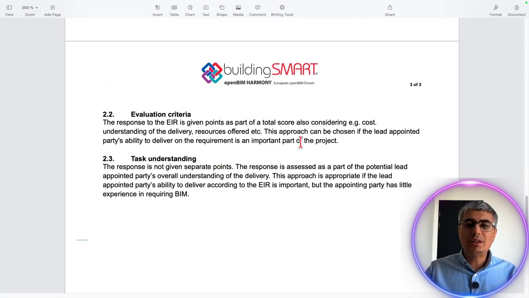Task understanding. The response is not given separate points. The response is assessed as part of the potential lead appointed party's overall understanding of the delivery. This approach is appropriate if the lead appointed party's ability to deliver according to the ER is important, but the appointing party has little experience in requiring BIM.